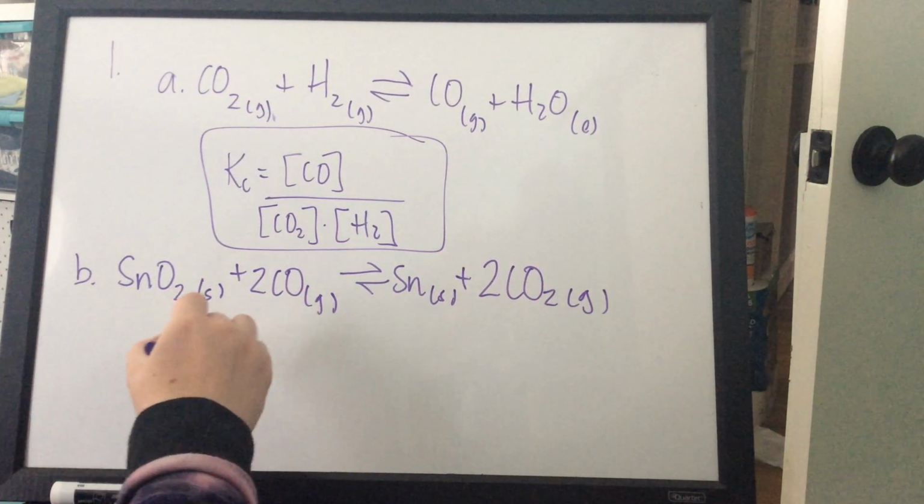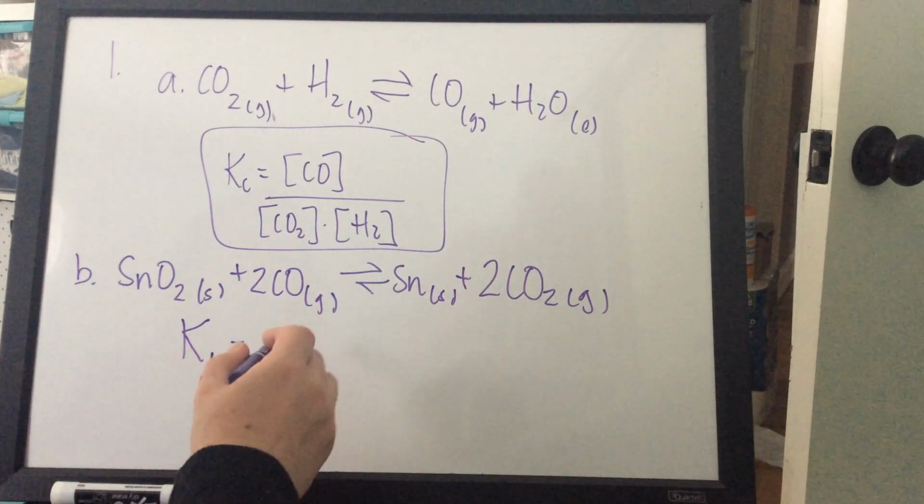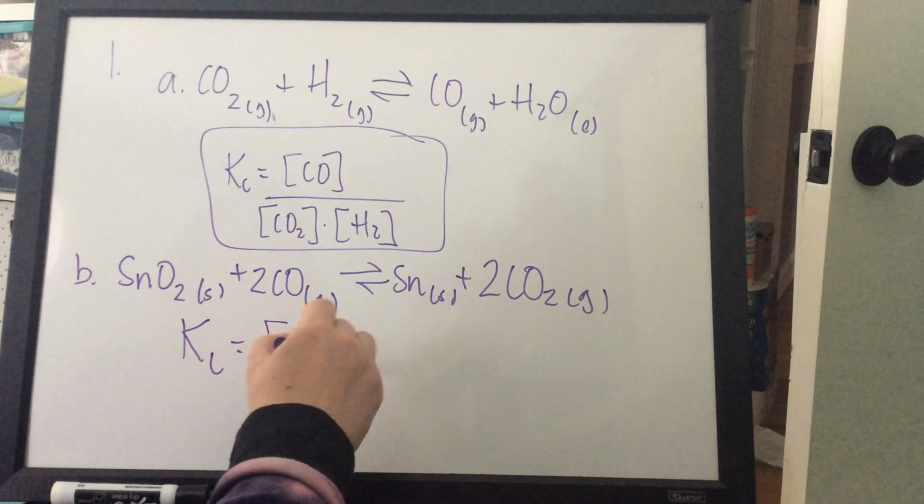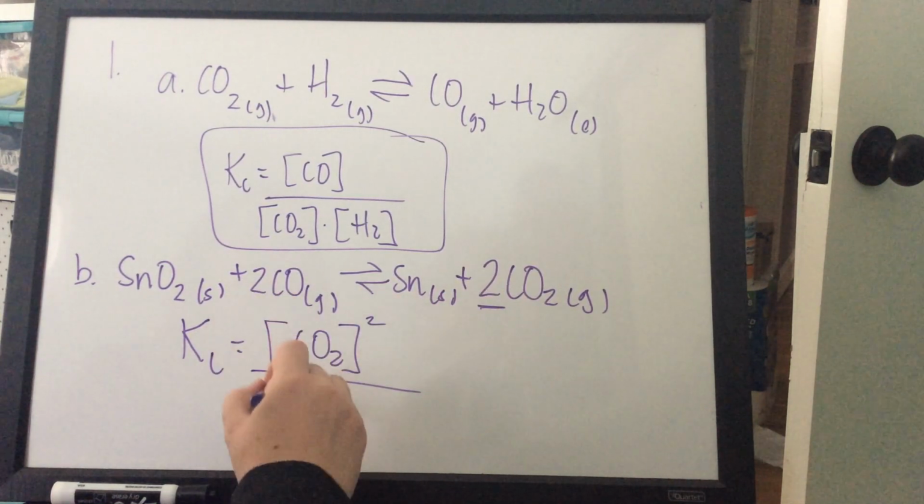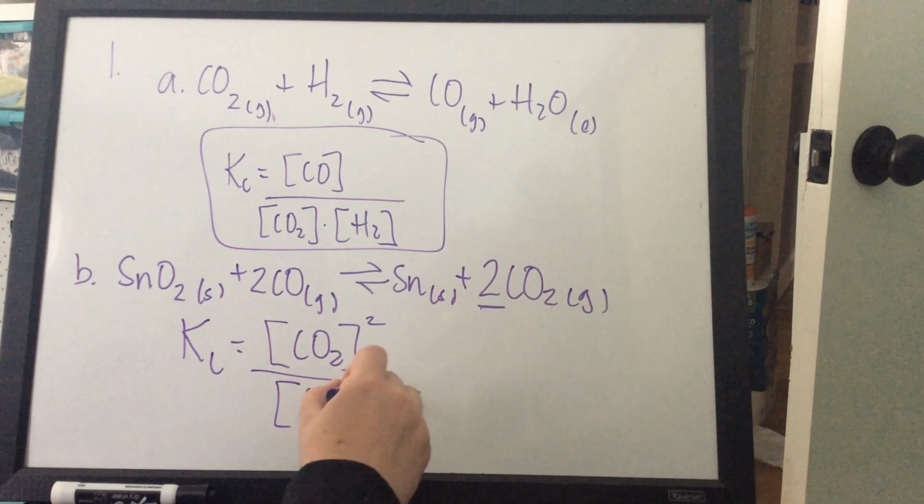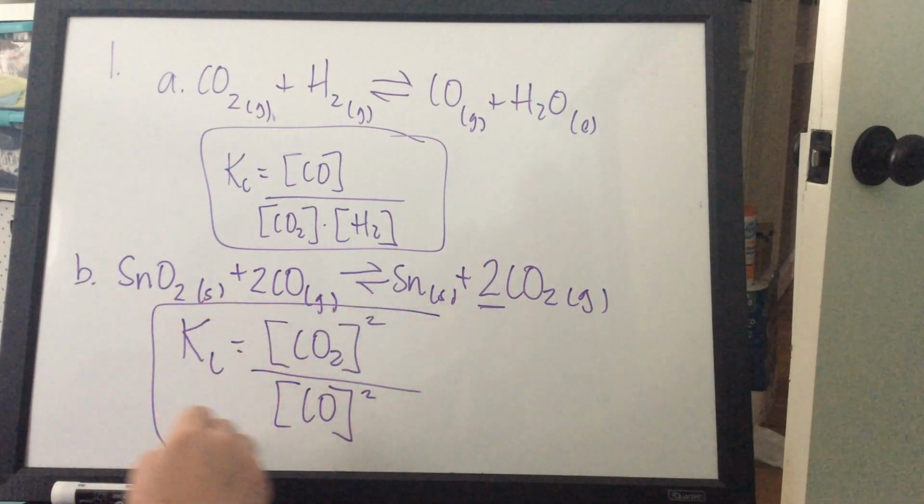And then B, again, they're asking me to write a Kc. In this case, I have 2 solids, 1 product and 1 reactant, so I'm going to leave those both out from this reaction, meaning my Kc is going to be equal to the concentration of my carbon dioxide gas squared over the concentration of my carbon monoxide gas squared, and that would be the Kc expression for this reaction.